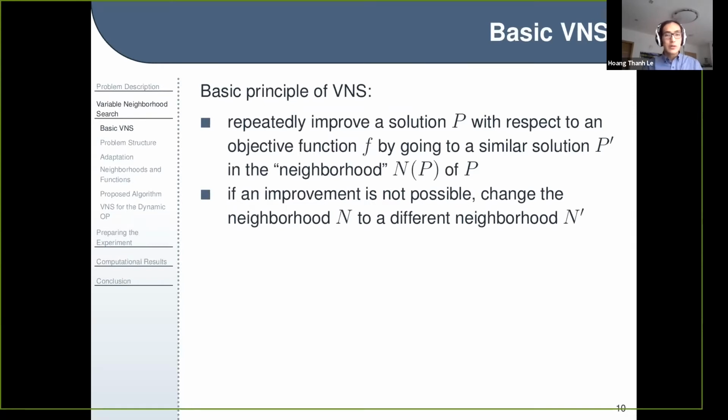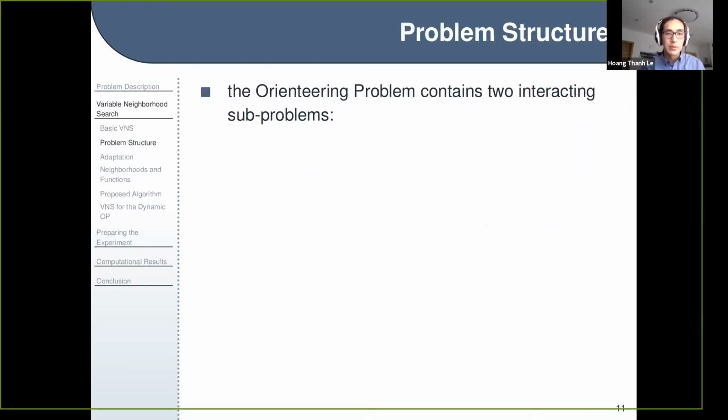And then we change the neighborhood to a different one. And by doing so, we also change the set of solutions considered similar. This is based on the assumption that a local optimum with respect to one neighborhood does not necessarily have to be a local optimum with respect to another neighborhood. Okay, and so how did we adapt this principle to the orienteering problem?